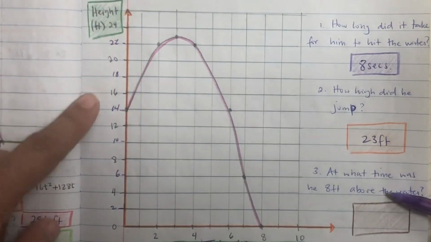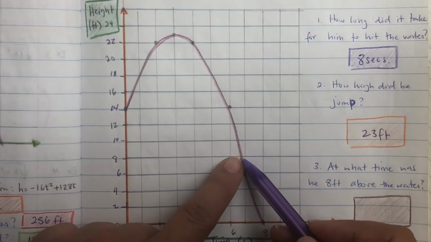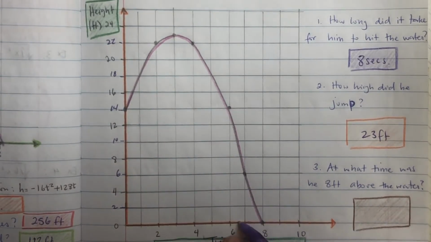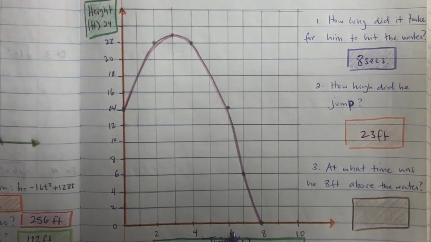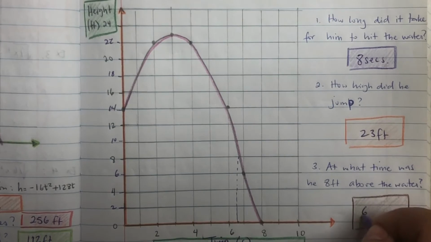So this is how high it is. You're looking for 8 feet, which is right here. This is a listening check. Circle question 3. So right about here. Okay, so if this goes 6, 7, then 8, right? He's about halfway. So 6.5 seconds.